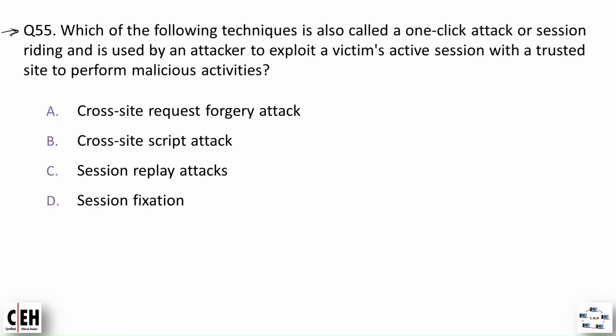Question number 55. Which of the following techniques is also called a one-click attack or session riding and is used by an attacker to exploit a victim's active session with a trusted site to perform malicious activities? The options are option A, cross-site request forgery attack. Option B, cross-site script attack. Option C, session replay attack. And option D, session fixation. And the correct option is option A, cross-site request forgery attack.